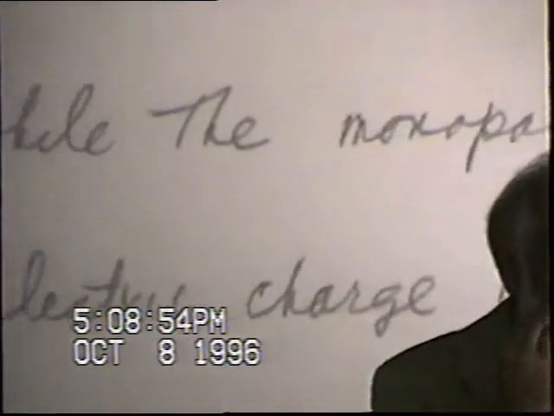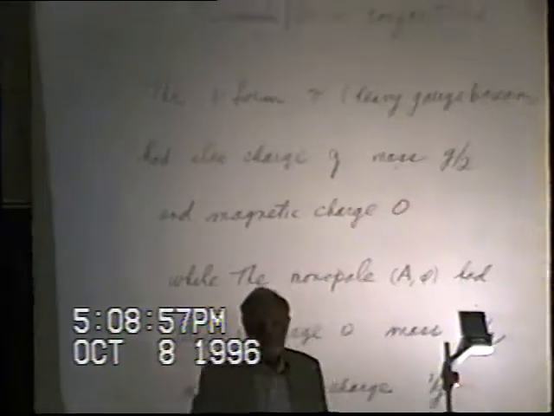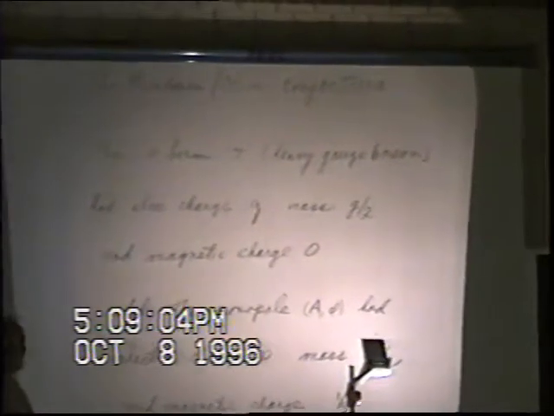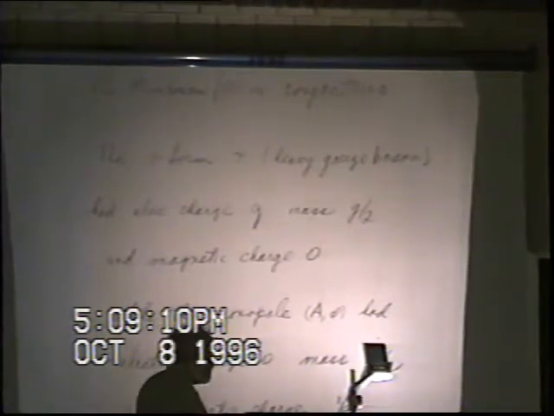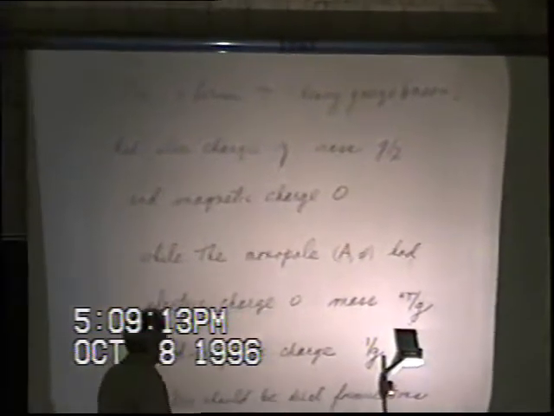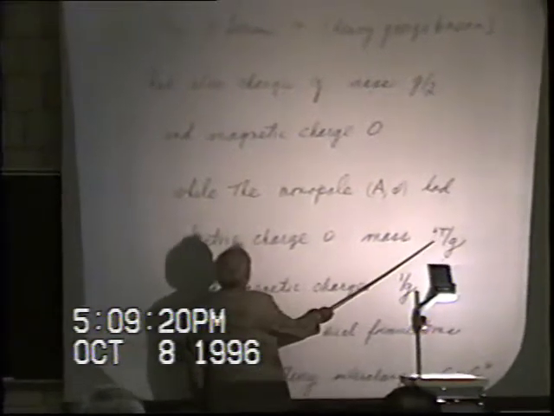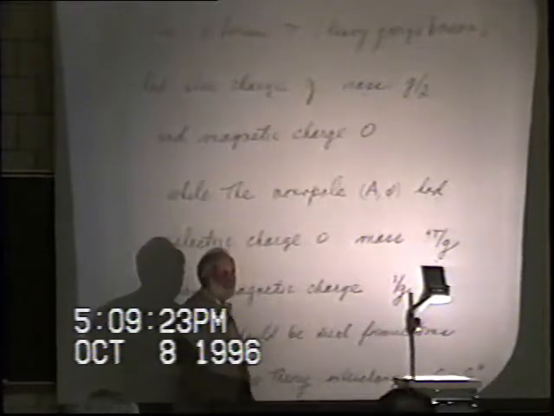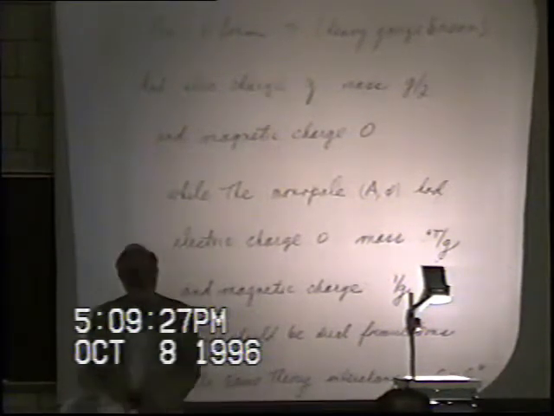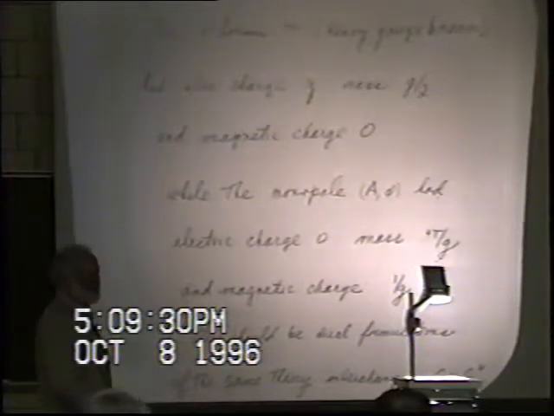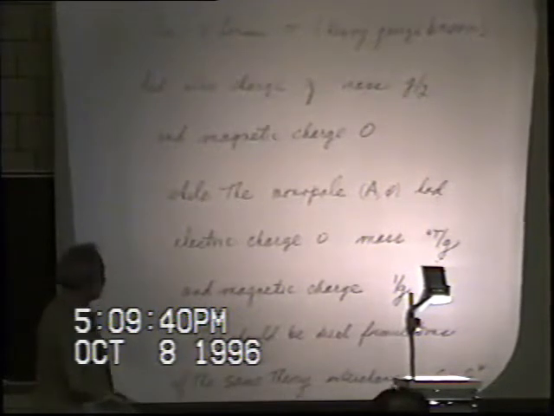Here is what the Montonen-Olive conjecture is. The one-form tau, the heavy gauge boson, has electric charge G and mass G over 2, magnetic charge 0, while the monopole A phi has electric charge 0, mass 4 pi over G, and magnetic charge 1 over G. The mass of the monopole is 4 pi over G. It's because we, in fact, had computed the minimum of the energy, and that's what you get, 4 pi over G. I might be off by a factor of 2 or pi, but I think this is more or less correct.